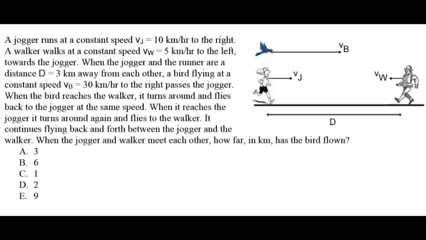When the bird reaches the walker, it turns around and flies back to the jogger at the same speed. When it reaches the jogger, it turns around again and flies to the walker. It continues flying back and forth between the jogger and the walker. When the jogger and walker meet each other, how far in kilometers has the bird flown? And all the answers are given to one significant digit: 1, 2, 3, 6, or 9.